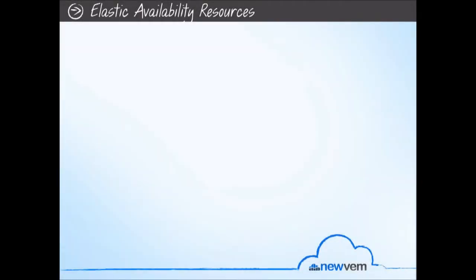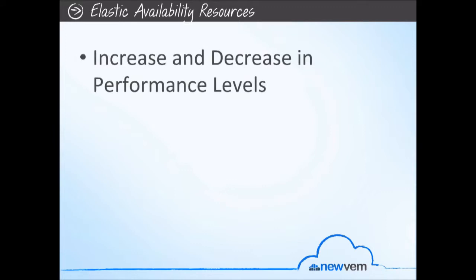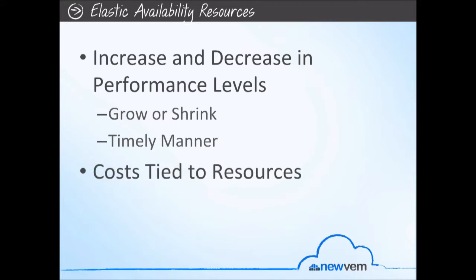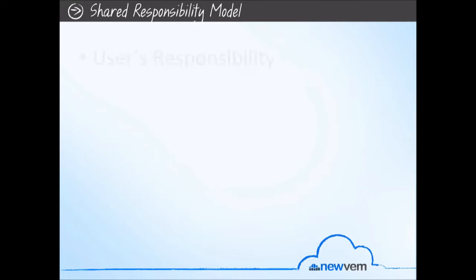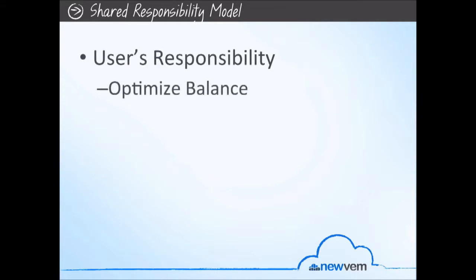There are three things to consider when doing performance management in the cloud: elastic resources, cost, and the shared responsibility model. Your cloud provider offers elastic availability of resources to increase and decrease performance levels. Users can grow or shrink deployed resources on demand in a timely manner to meet service levels. Costs are tied to deployed resources. And when it comes to the shared responsibility model, the user's responsibility is to optimize the balance of capacity and costs by implementing with the tools provided by the cloud provider.